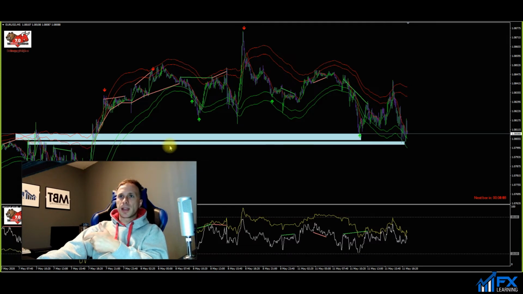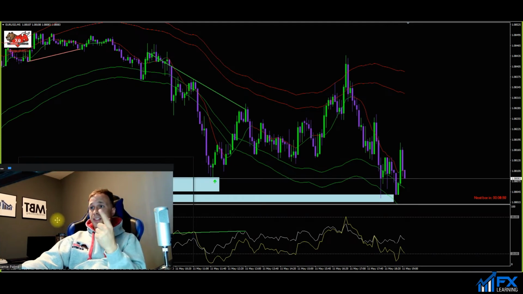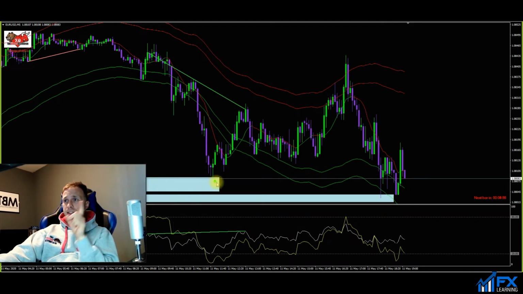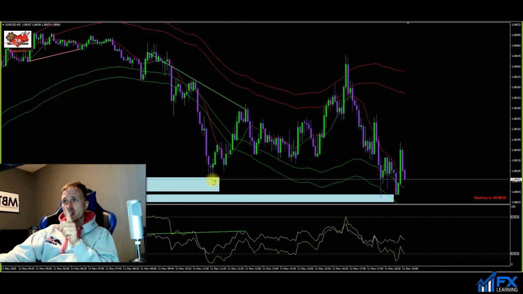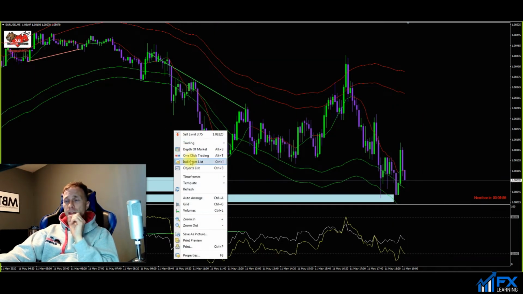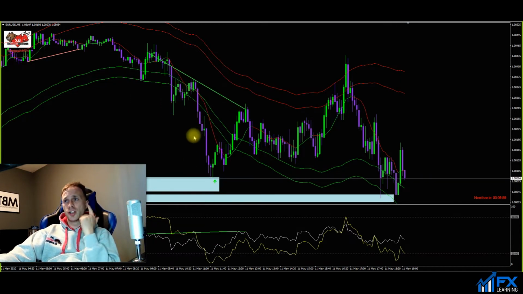okay? So if I just zoom in, this here is a really, really, really good signal just here. This is probably what I would say a perfect setup when it comes to ASI, price action, and BD signal. This is the perfect setup.